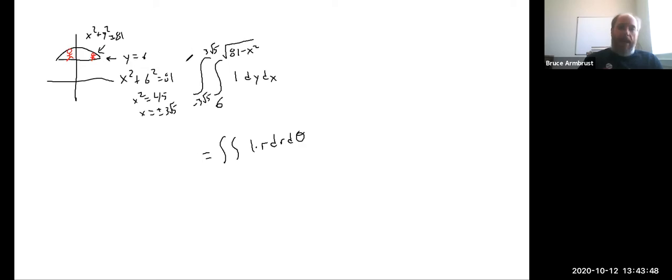But now we need to figure out the bounds on r and theta. This is something I haven't shown you yet. I haven't shown you how integration man works in polar.